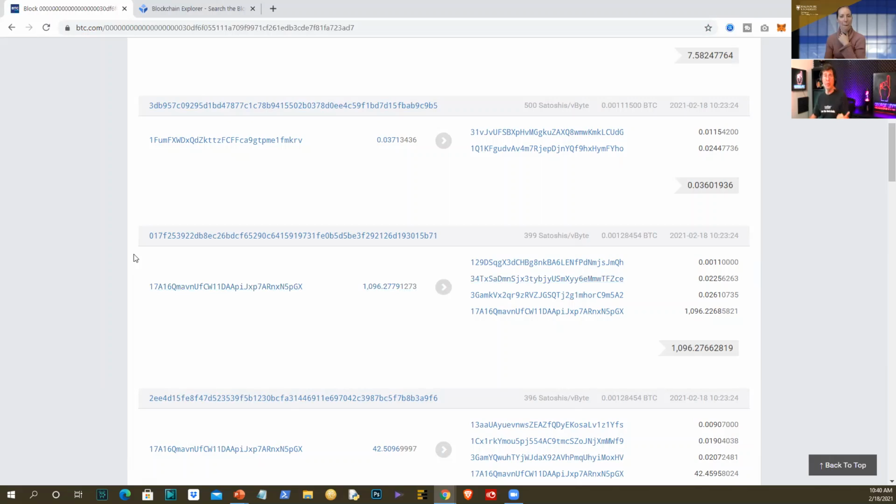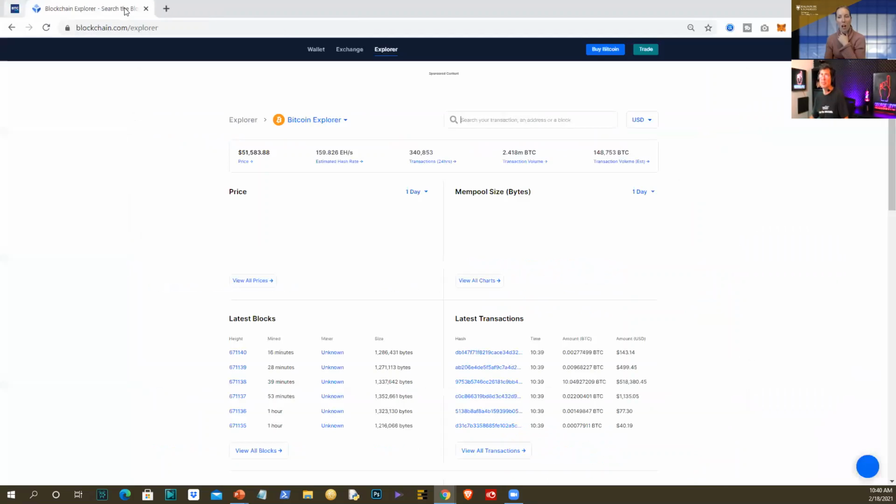Some people say that Bitcoin is anonymous. Bitcoin is not anonymous. Bitcoin is what's known as pseudonymous, because if you find out who owns this Bitcoin address, you know that that person sent this amount of Bitcoin, which is actually 1,096. That's a lot of Bitcoins. At $52,000, that's a lot of money, to these different addresses, right?